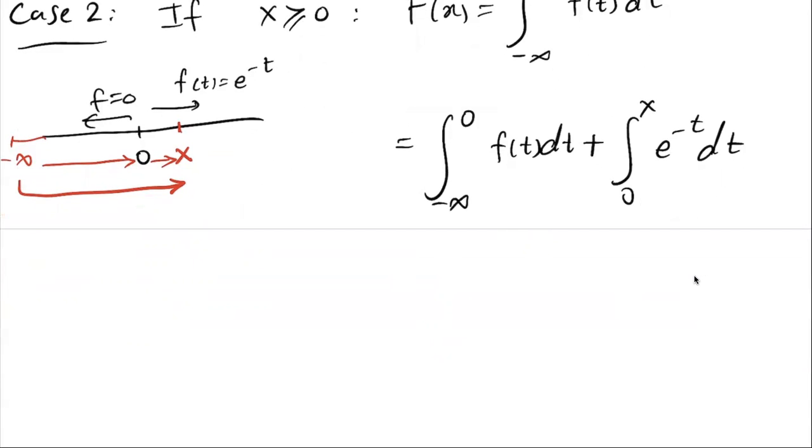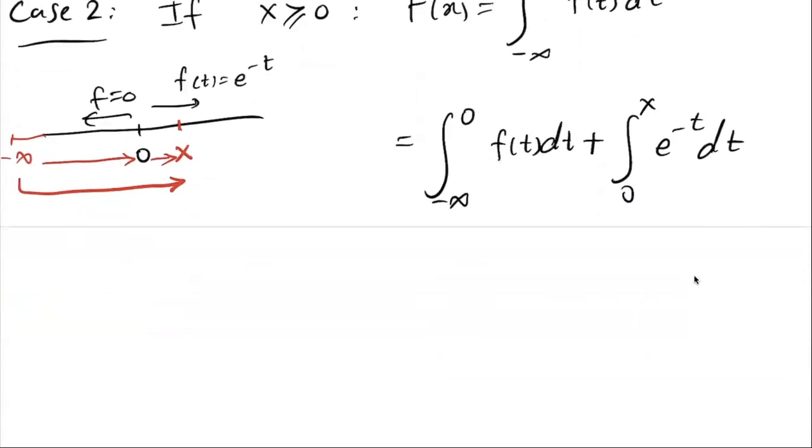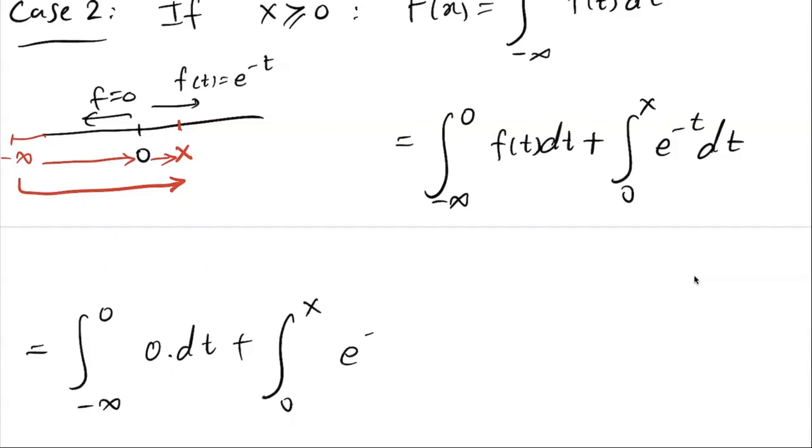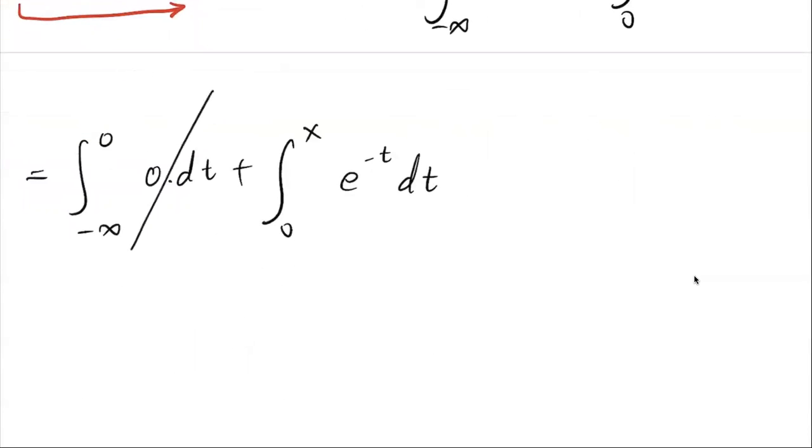And then small f is 0 for t less than 0. So then this will be integral minus infinity to 0, 0 dt plus integral 0 to x, e to power minus t dt. Now this term is 0, integral 0 is 0.